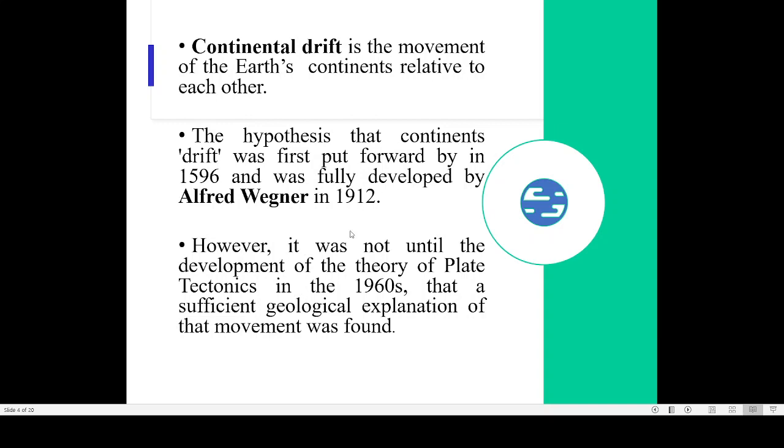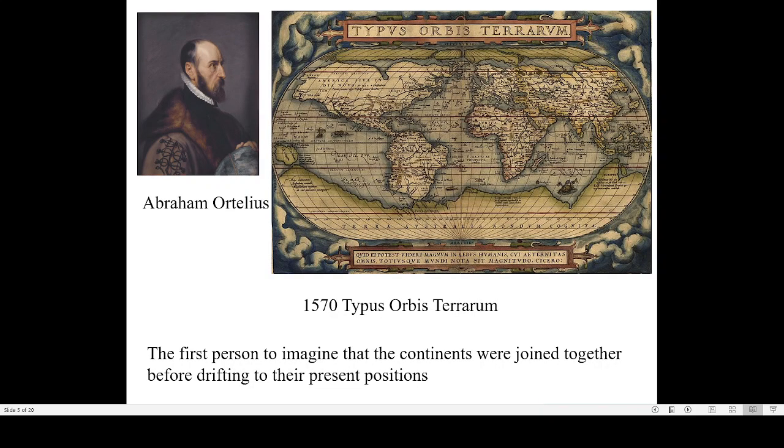And this hypothesis that continents are moving was first put forward in 1596 by a person called Abraham Ortelius. Now, Abraham Ortelius prepared a map in 1570. If you look at that map prepared by him in 1570, you still see that most of the continents are similar to the present day description of a geographical map.